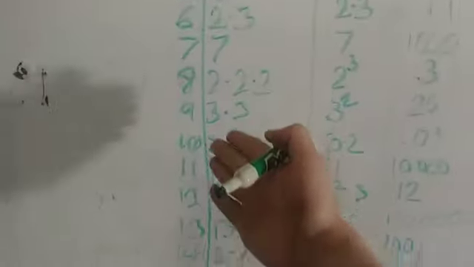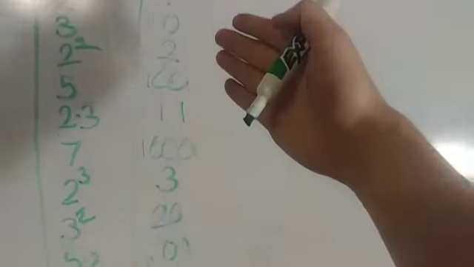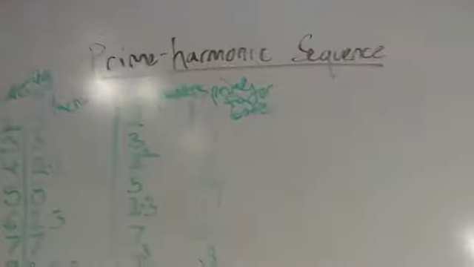And so we have changed the ordinary counting numbers, 2, 3, 4, 5, 6, 7, 8, 9, to a different way of looking at it: 1, 10, 2, 100, 11, 1000, 3, 20, 101, 10,000. It's very odd. So I want to look at this sequence and then compare it to another sequence which I have created, which is the Prime-Harmonic Sequence.